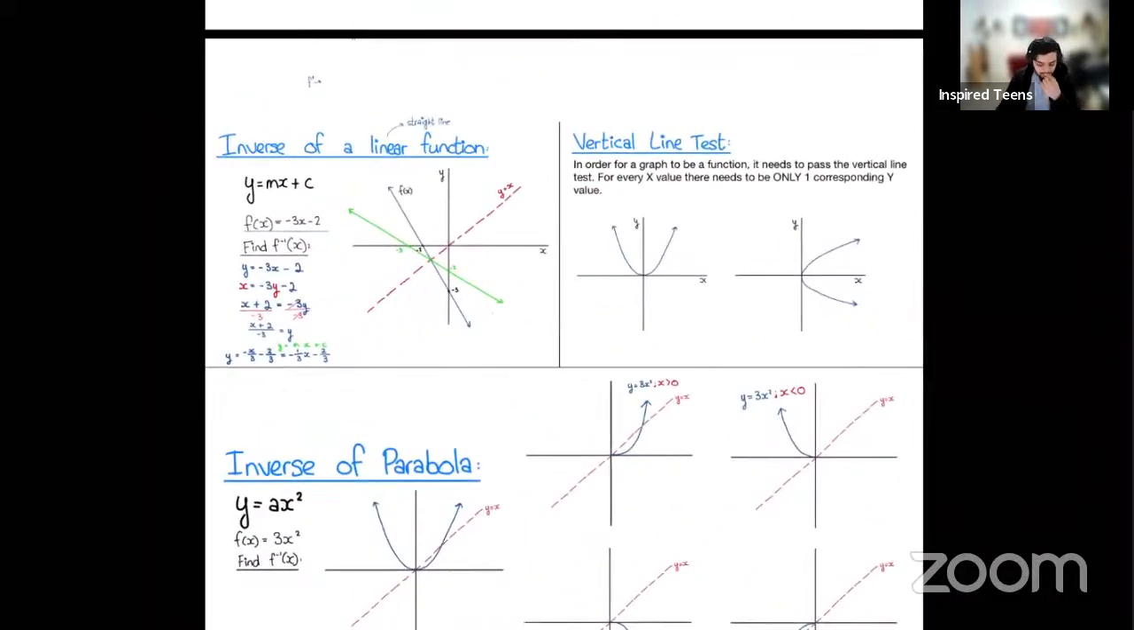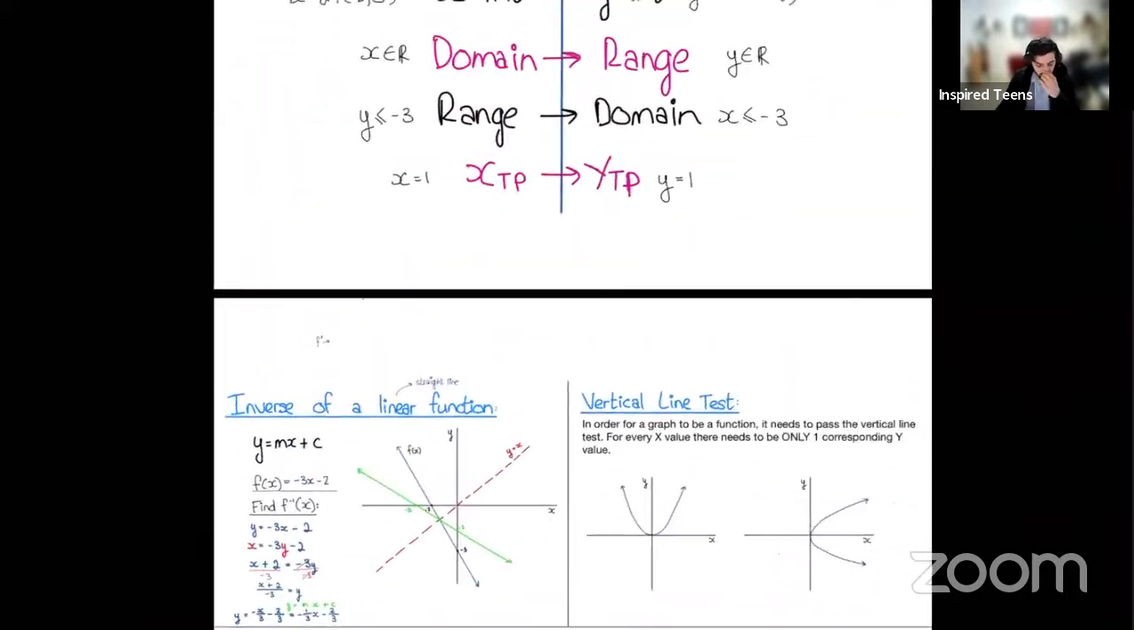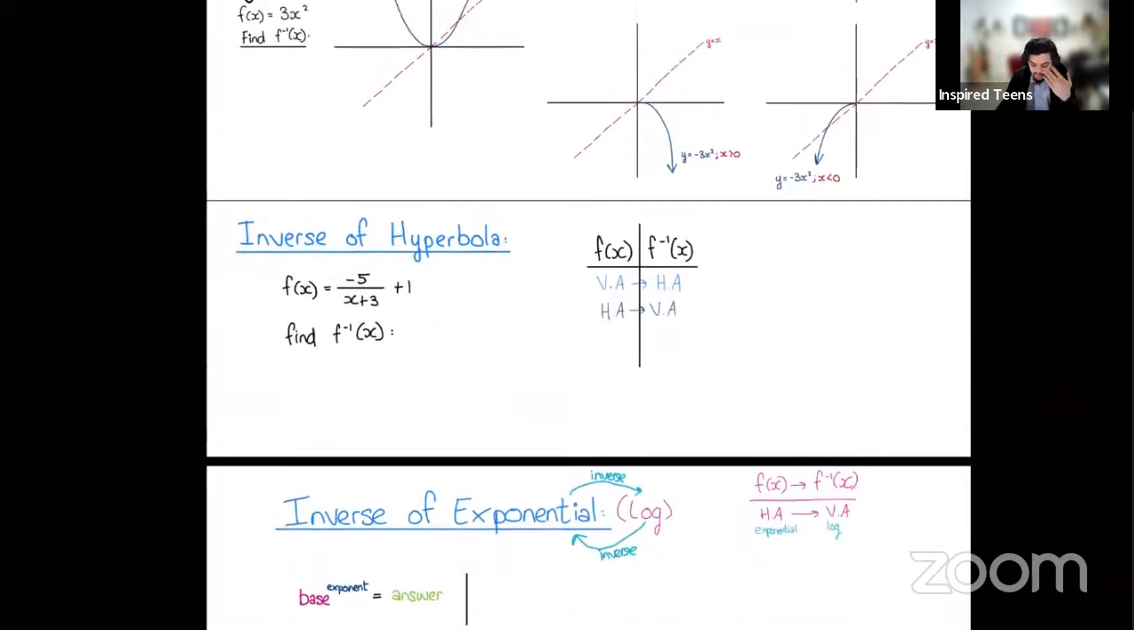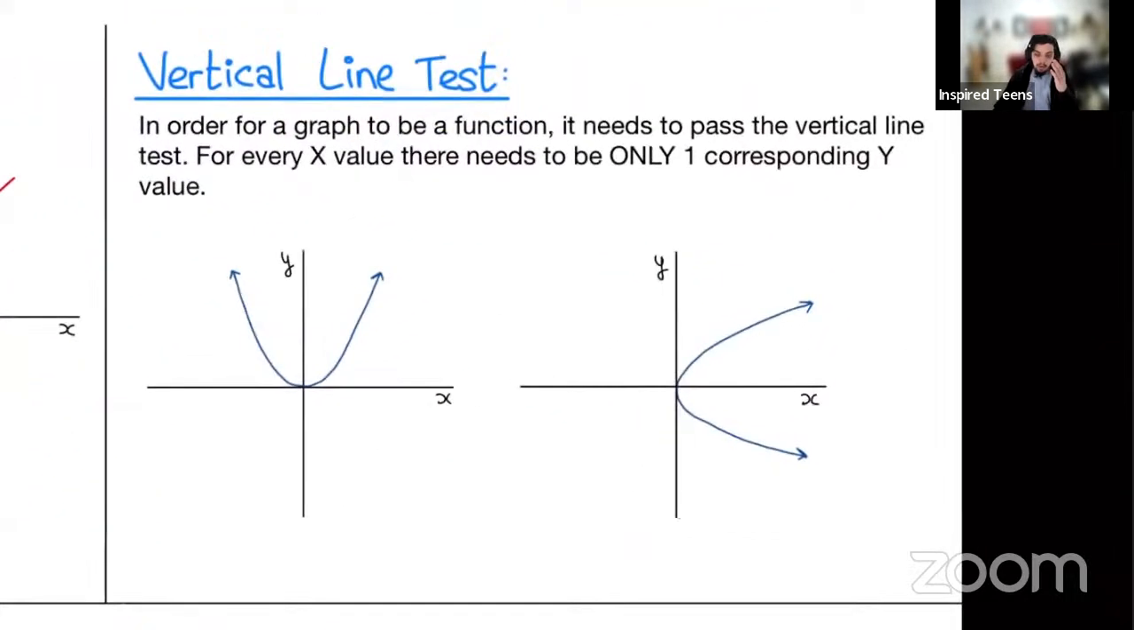Okay, let's move on. Now that we've done the basics of inverse, we're going to speed it up a bit just to finish the inverse of the rest of the different kinds of functions. Let's talk about one thing first, though, called the vertical line test. What is the vertical line test? It says in order for a graph to be considered a function, it needs to pass the vertical line test.